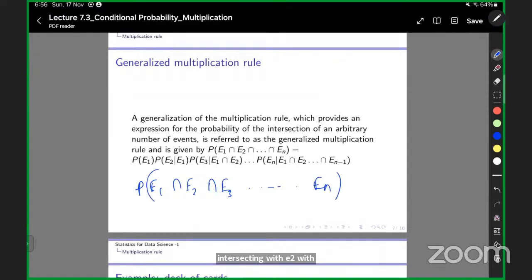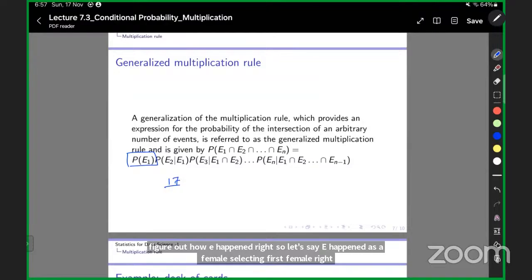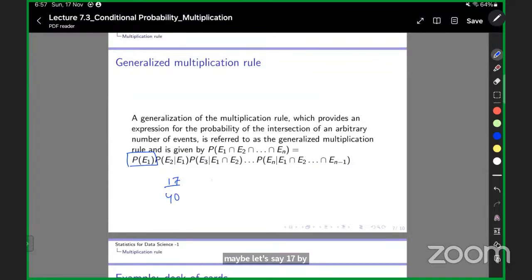Then how will you figure out this probability? Generally we don't have such huge questions, let's say 3 or 4 could appear. So how will you actually do this? You first figure out how E1 happened. Let's say E1 is selecting the first female, maybe 17 by 40. Then the next question is, second also should be female. Then what will you do? 16 by 40.